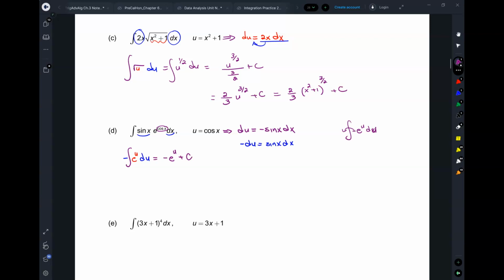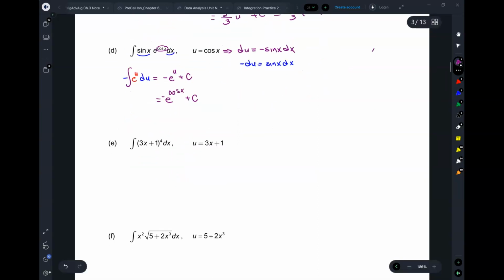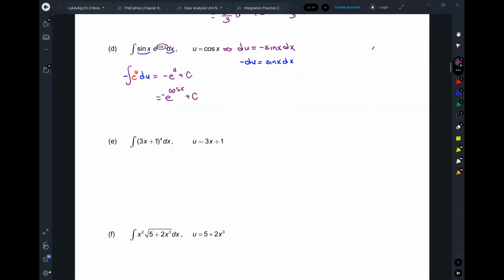Wait, how do we get negative e to the... It's e to the u. So let's put the u back, so we get e to the cosine x plus c. Isn't it negative e? Right, negative. Negative e to the cosine x plus c. Okay, here, answer? Yep.